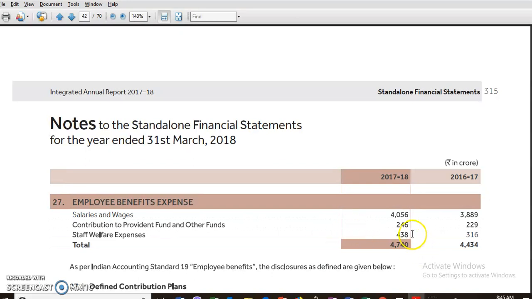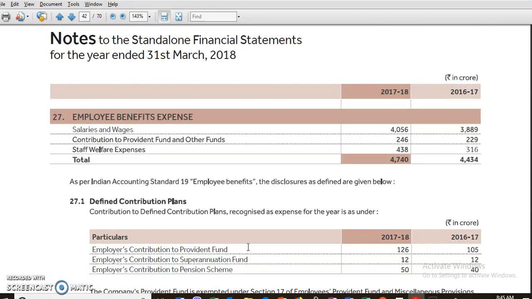So all those costs are here and they are recorded separately. Now this company is recording staff employee benefits in accordance with the Indian accounting standards. So accounting standards require them to disclose more details about the benefits, provident fund and other things.